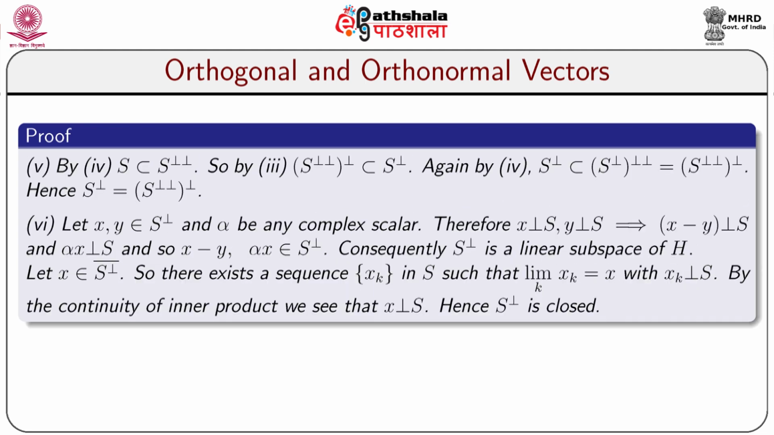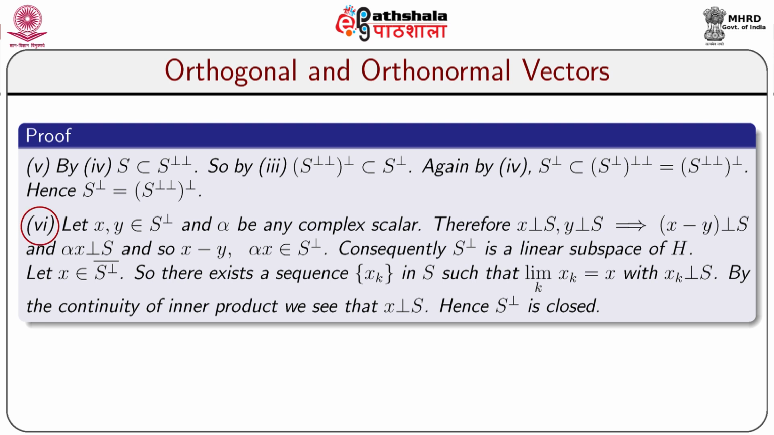For the proof of 5, by 4 we have seen S is a subset of S double perpendicular. So, by 3, perpendicular of S double perpendicular is a subset of S perpendicular. Again by 4, S perpendicular is a subset of double perpendicular of S perpendicular, which is equal to perpendicular of S double perpendicular. Hence, S perpendicular is equal to perpendicular of S double perpendicular.